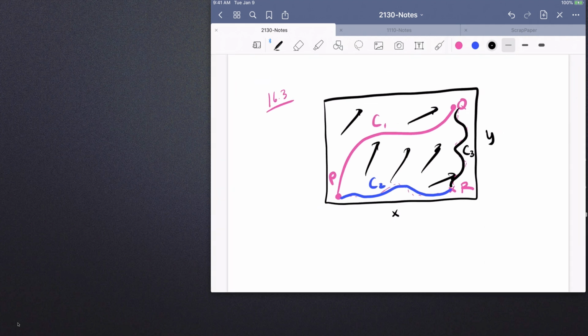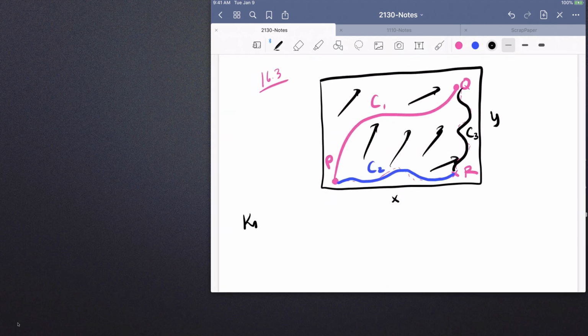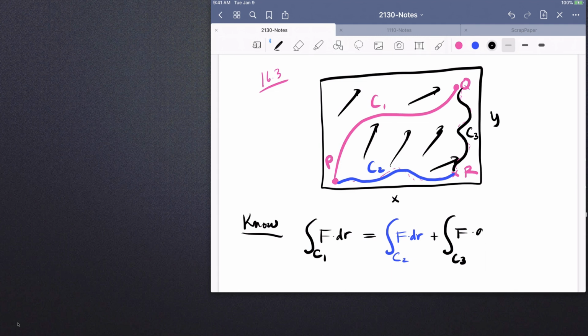Now we know from the work integral interpretation that the integral of the vector field along the path C1 is going to be the same amount of work if you were to go along two separate paths: the path C2, of f dotted with dr, and then you add that to the curve C3, f dotted with dr.